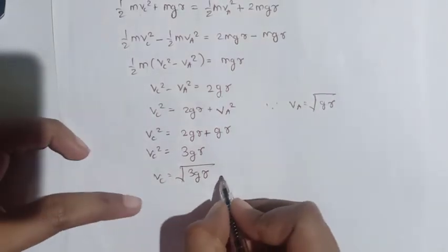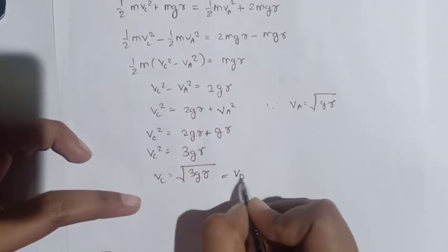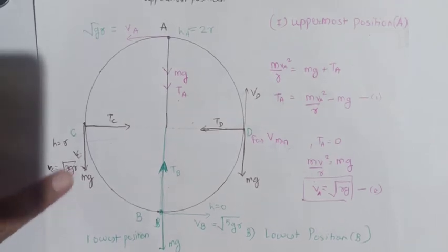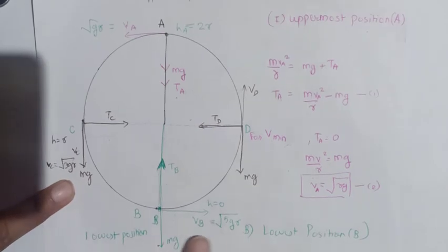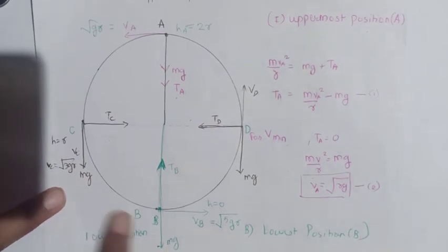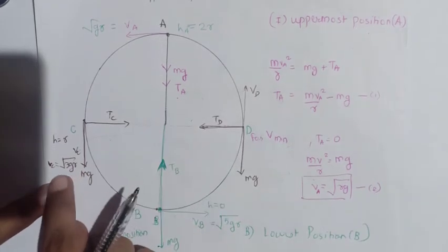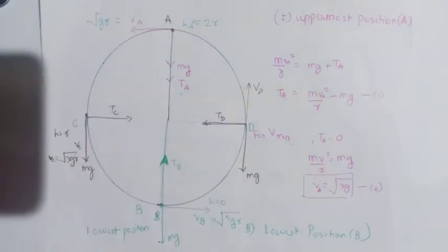And similarly, this is the velocity required at a midpoint, and this is also equal to Vd. So you got Vc equals root 3gr. So you can compare that at the lowest point it is root 5gr, at the midpoint it is root 3gr, and at the highest point it is root gr.